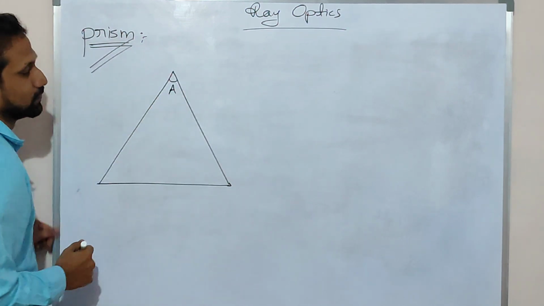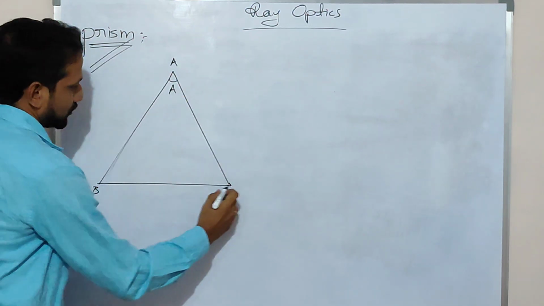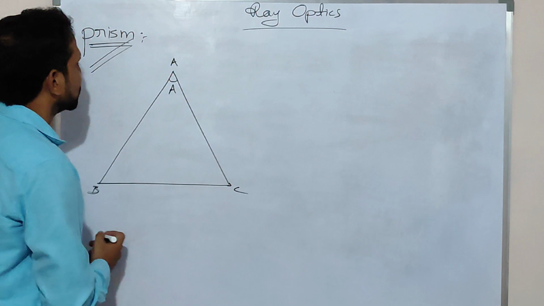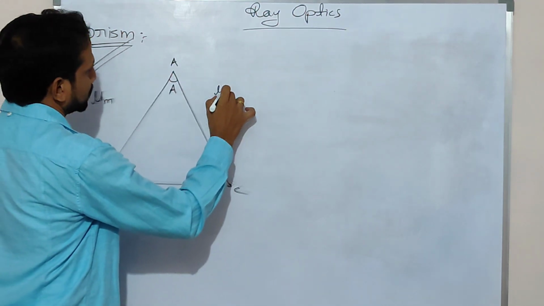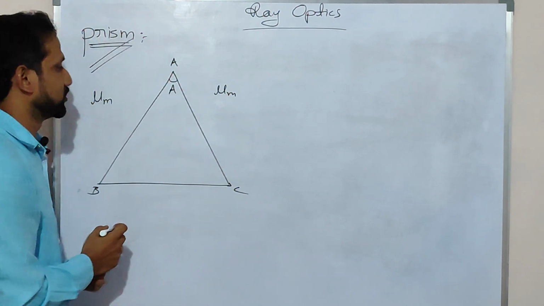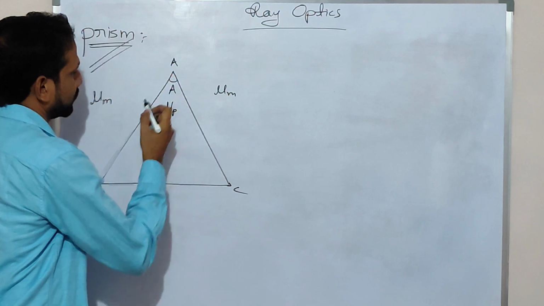This is the angle of prism we call. This is vertex A, B and C, right? So if you consider the medium in which the prism is placed, the medium refractive index is mu m, prism's refractive index is mu p.